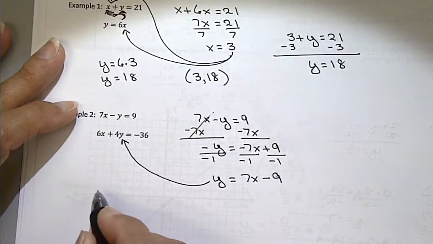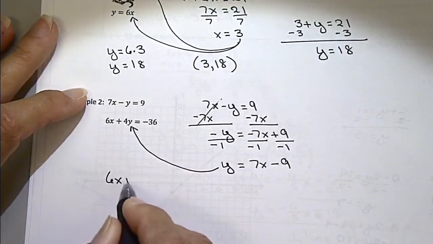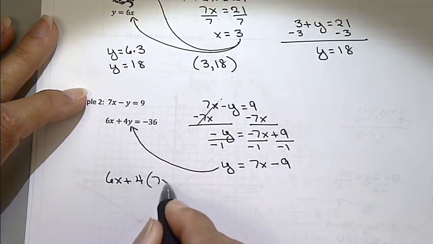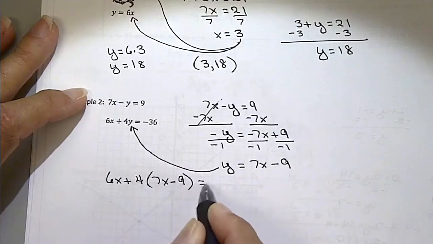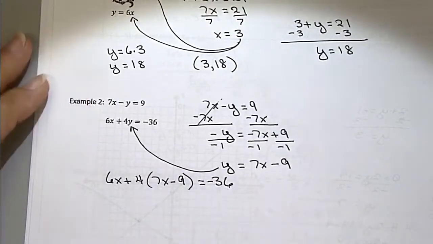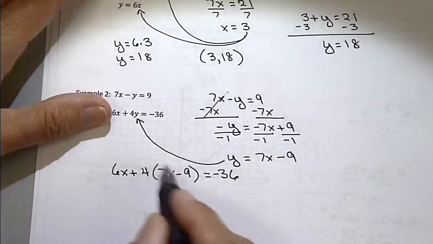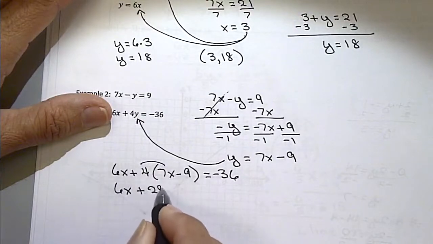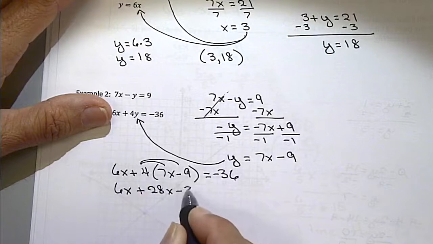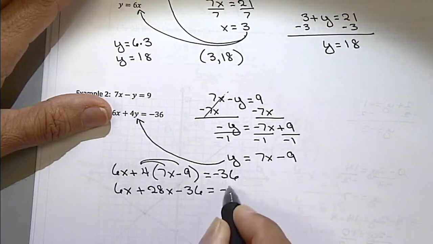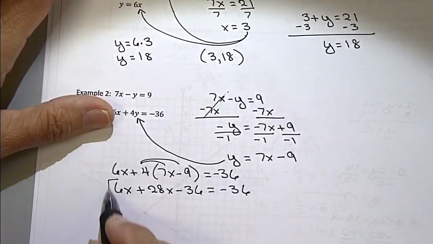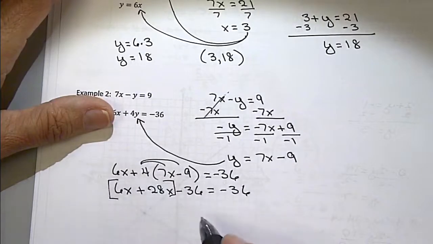So what we have is 6x plus 4 times, and put it in parentheses because it's got 2 terms to it, right? 7x minus 9, and that's all equal to a negative 36, right? Well, distribute multiplication first. I say 4 times 7x, and I say 4 times negative 9. Now, we can combine these two terms, can't we? And I can say 6x plus 28, well, that's going to give me 34x, isn't it?